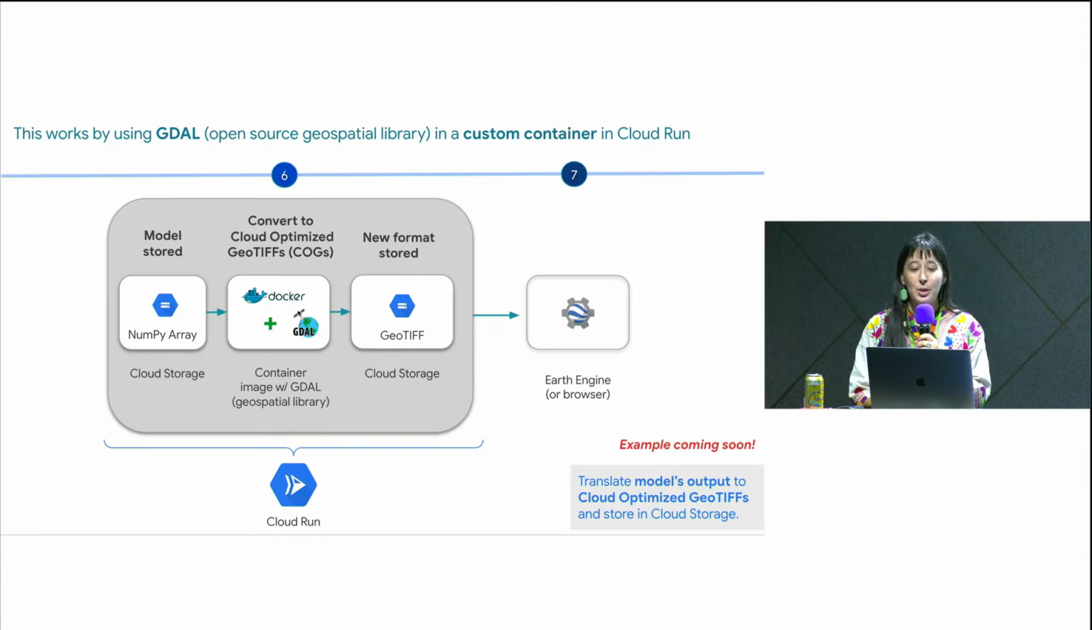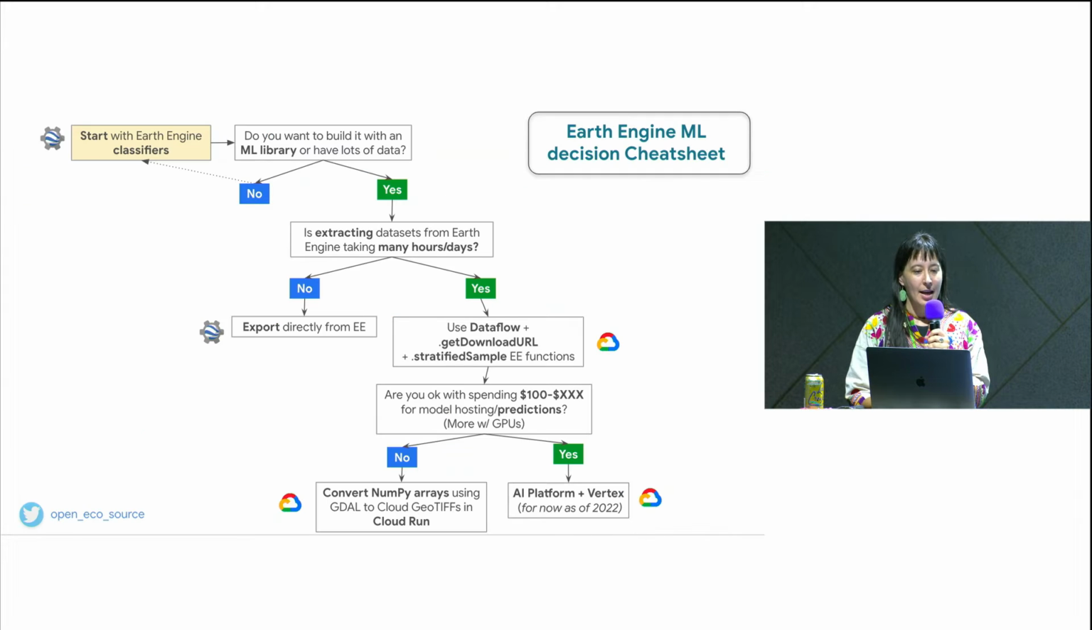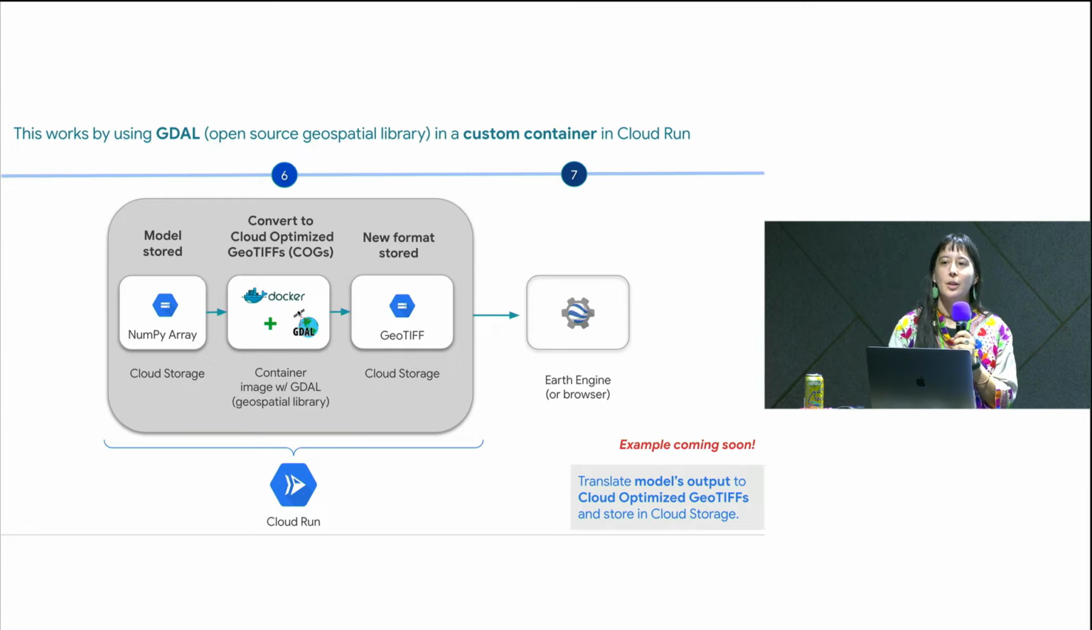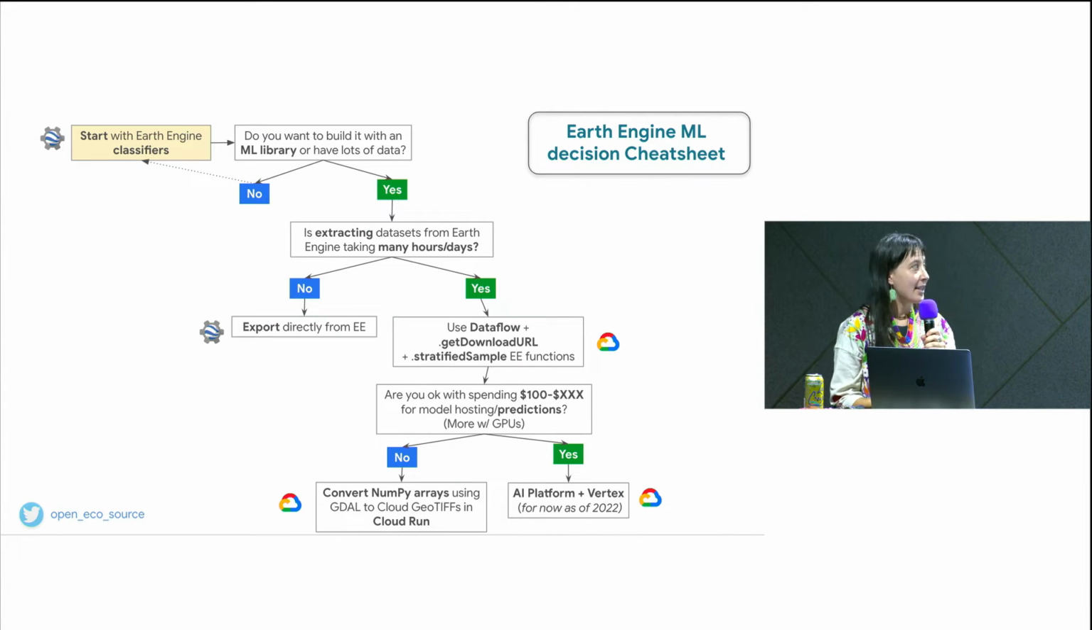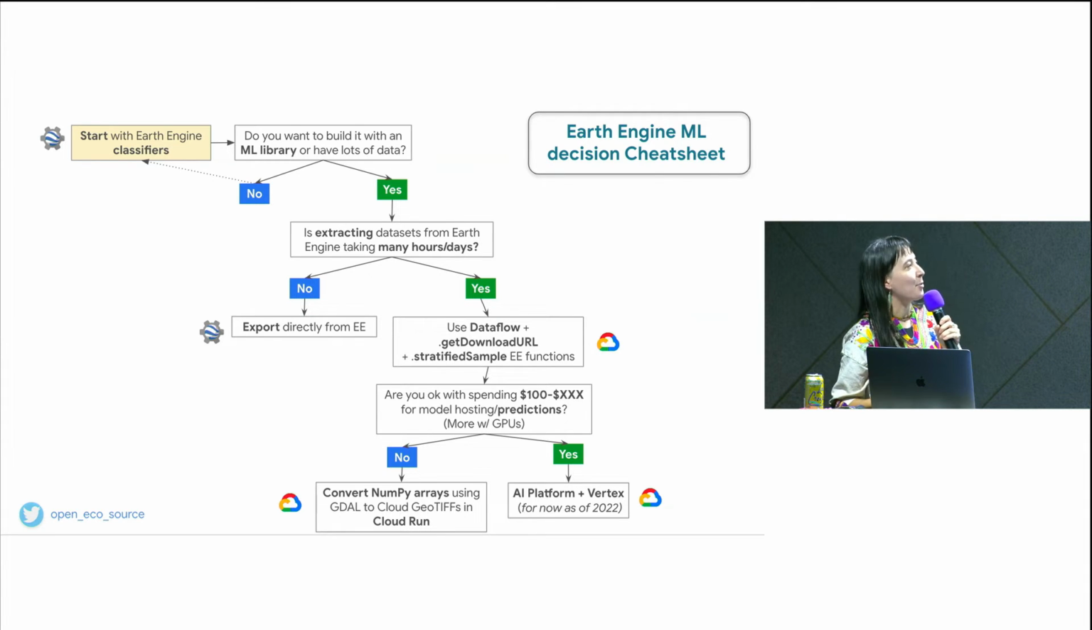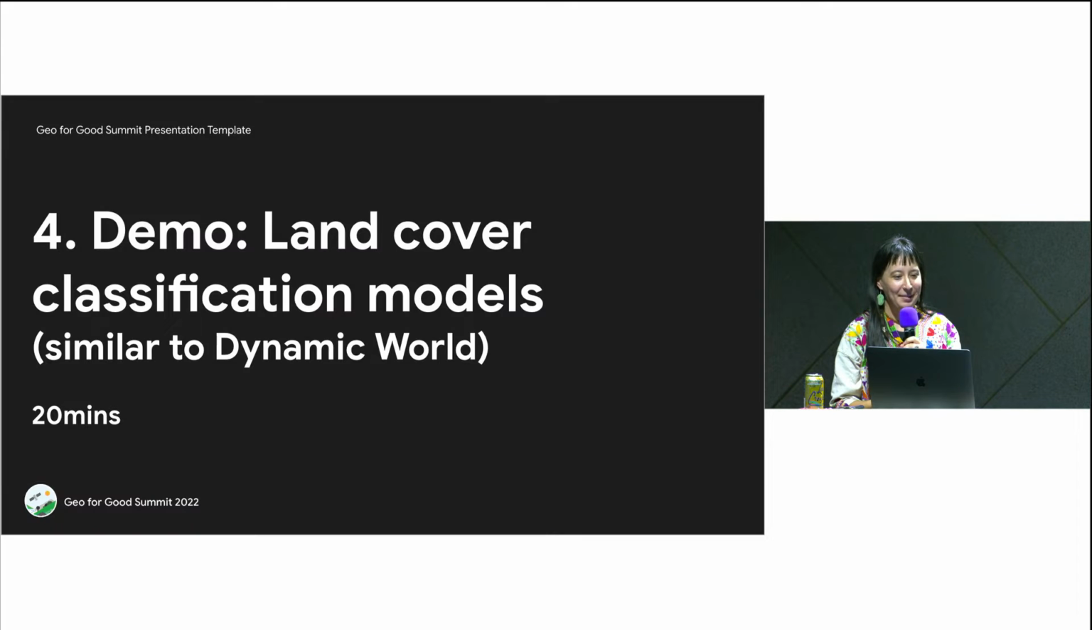And this way you can view predictions from Earth Engine or from your browser. And by the way, we have a sample coming. We know that's very important for the community, so stay tuned. We're working on it. And this is also another resource that I'm not going to go through right now because it's just a lot. But if you're trying to go through branching logic of what to use based on your use case, that's my attempt at providing that.